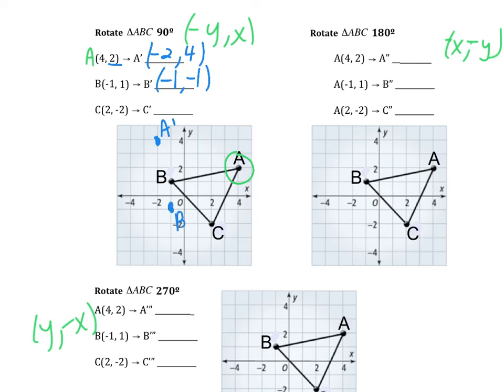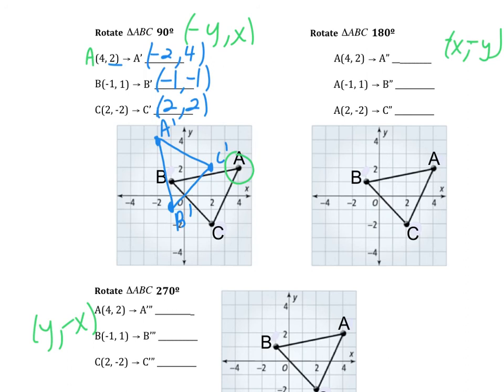So there's B prime. And lastly, C prime. C is at 2, -2. Opposite of y would be +2, so -2 goes to +2, and the x is 2, it stays 2. So 2, 2, there is C prime. Connect my 3 points. And there we have a 90-degree counterclockwise rotation.